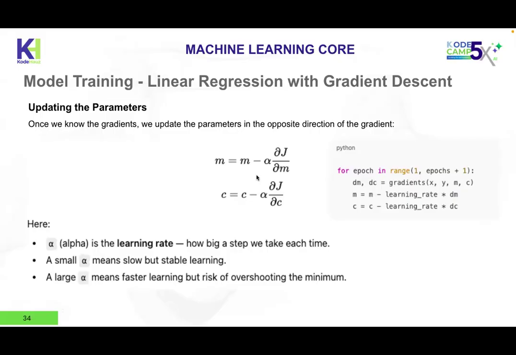When somebody asks you what is learning rate or what is the gradient, you know what it means and you know what it is doing. So this is basically saying alpha is the learning rate. How big of a step should we take each time? If alpha is small, that means you're taking small steps. You will have slow learning.